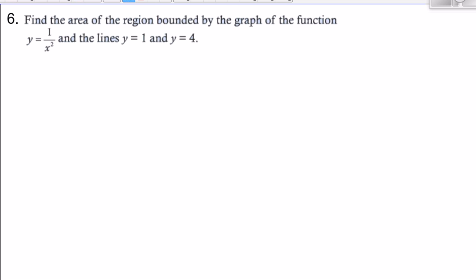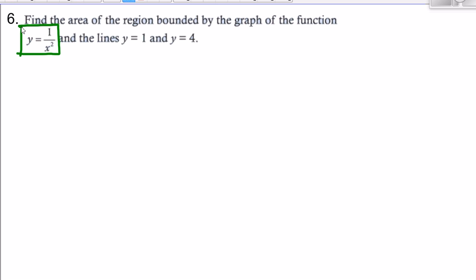So find the area of the region bounded by the graph of the function and the lines y is equals to 1 and y is equals to 4. Now, the first thing that you need to do is to sketch this function. Now, before I sketch this function, there are a few things that I want to go through that will help us to get an idea of how to sketch this function.